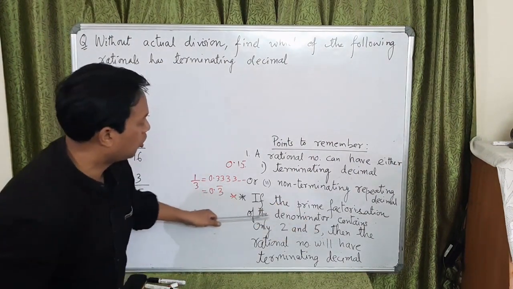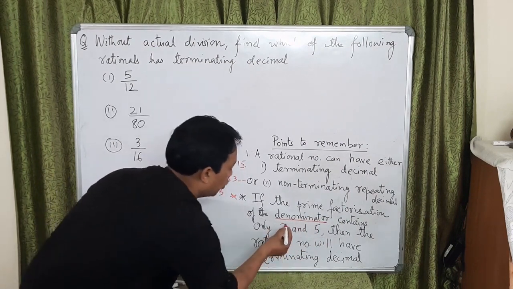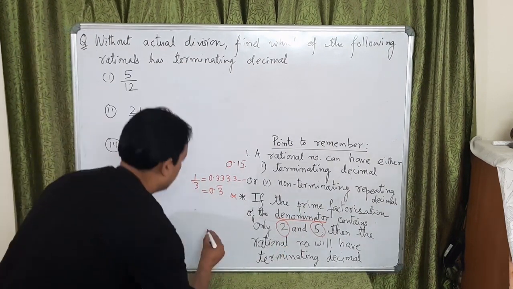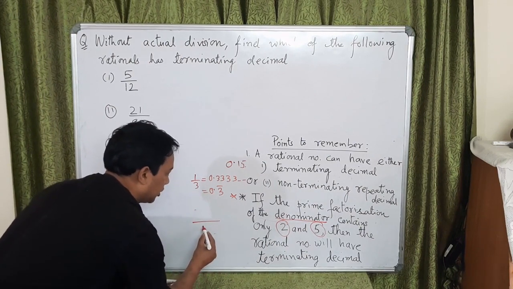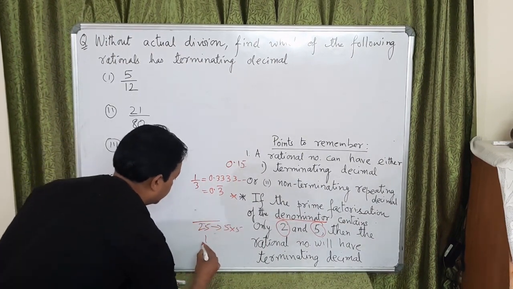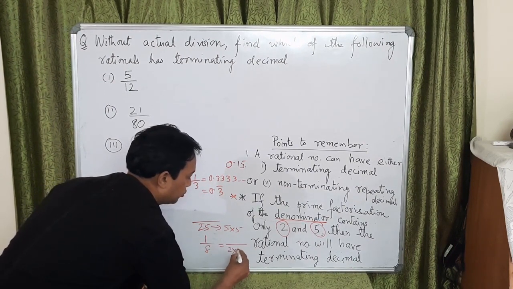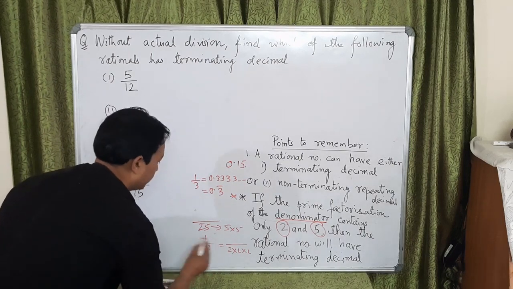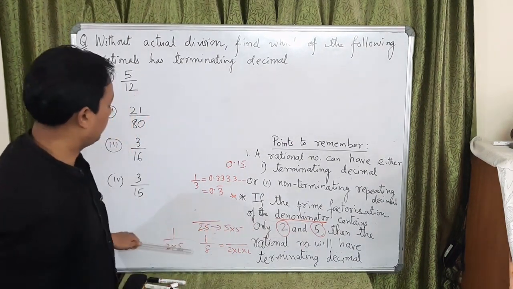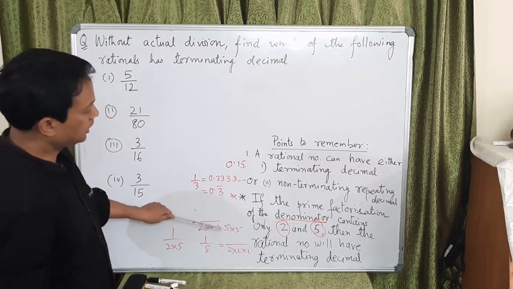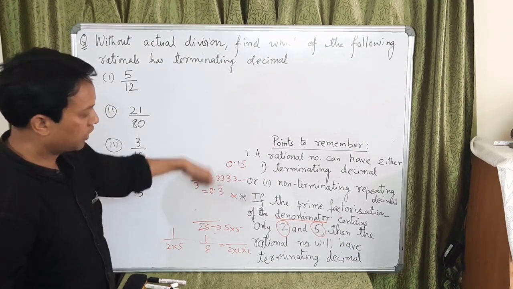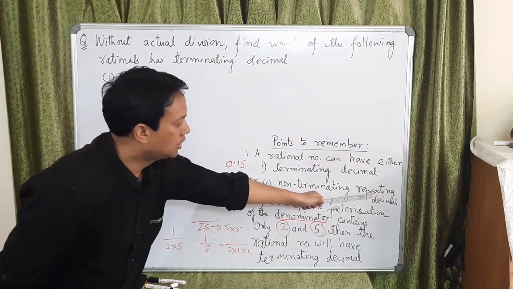If the prime factorization of the denominator contains only 2 and 5, then the rational number will have terminating decimal. That means if we have a rational number, we'll check only the denominator. If this denominator, say if it is 25, we'll have only 5 and 5. So if it has only 5 or only 2, supposing the denominator is 8, we have 2 into 2 into 2, then it will be terminating. Or you can have both 2 and 5. Supposing you have a number which has denominator 2 and 5, it will be terminating. So if you have only 2 and 5, or only 2 or only 5, then it will be terminating. But if it has any other prime numbers like 3 or 7 or any other prime number, leaving out 2 and 5, then it will be non-terminating repeating decimal.